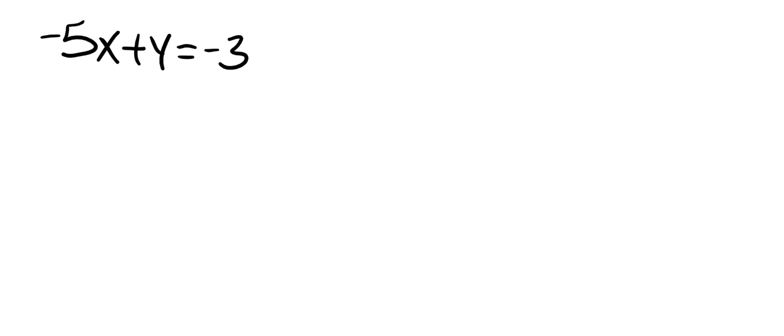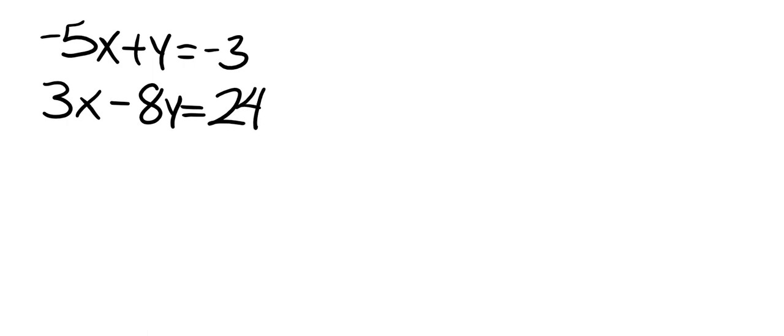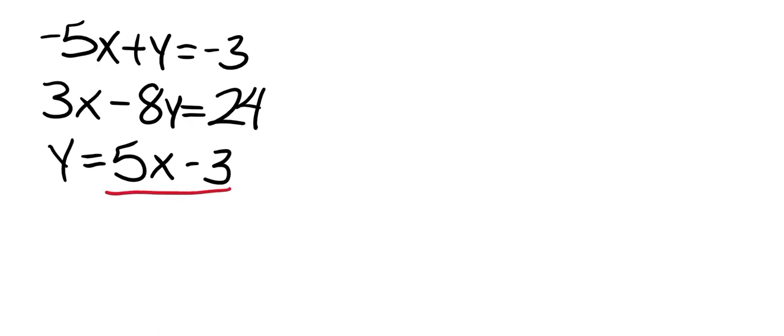The next question that we're going to work on is negative 5x plus y equals negative 3 and 3x minus 8y equals 24. For this system of equations, the variable that we need to get by itself is going to be y for the equation on top. The way that we get y by itself is by adding 5x to both sides. And that's going to give us y equals 5x minus 3. Now that we have y by itself, we can plug this in for y in the other equation.